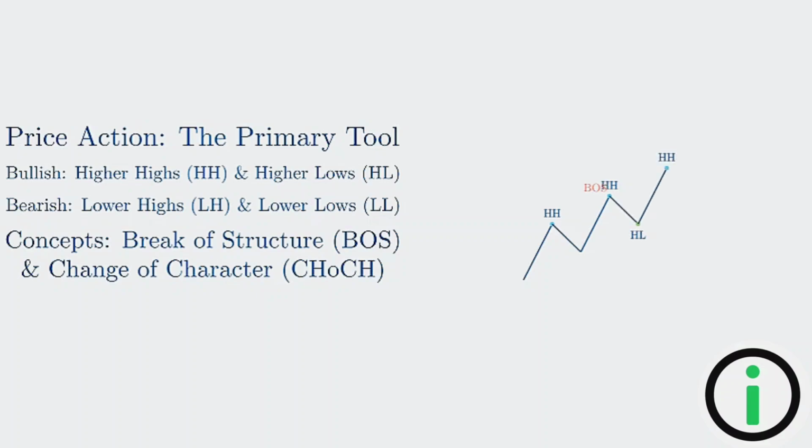A change of character is different. It is the first sign that the trend might be ending. If price is in an uptrend making higher lows and suddenly it crashes through the most recent higher low, the character of the market has changed from bullish to bearish. Take a moment to look at this. Retail traders often try to sell the top while the structure is still making BOS to the upside. Professionals wait for the CHOCH to confirm that the environment has actually shifted.